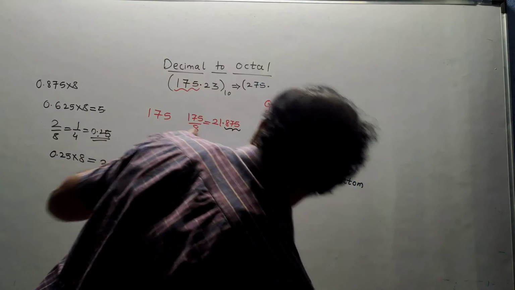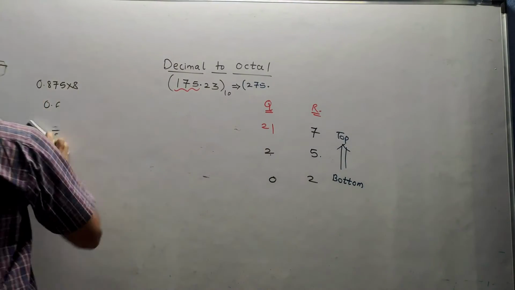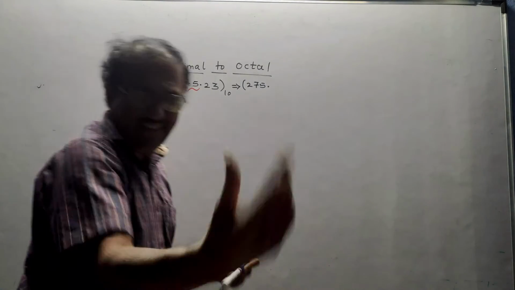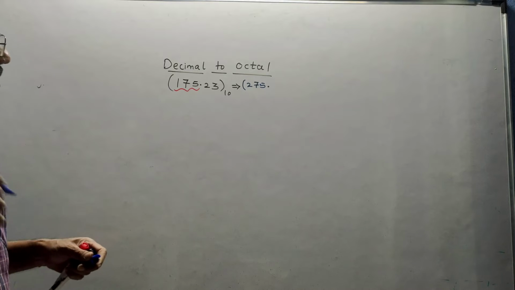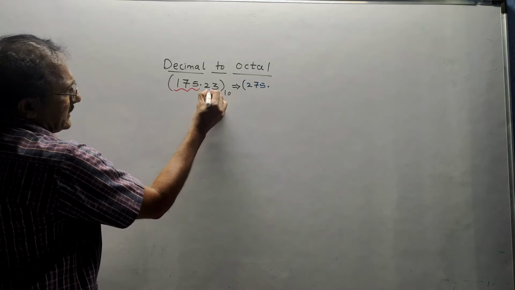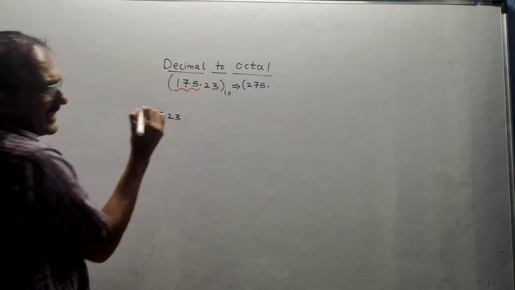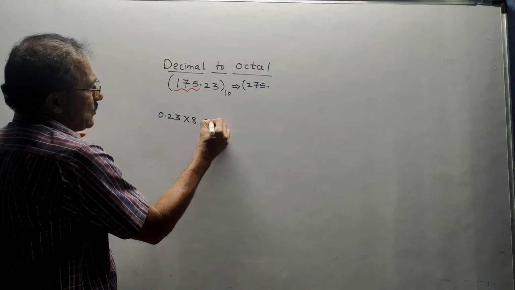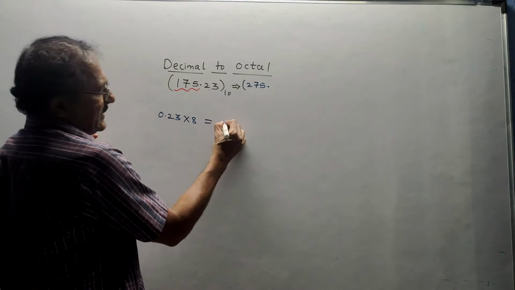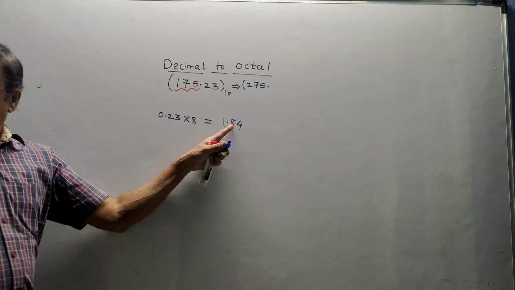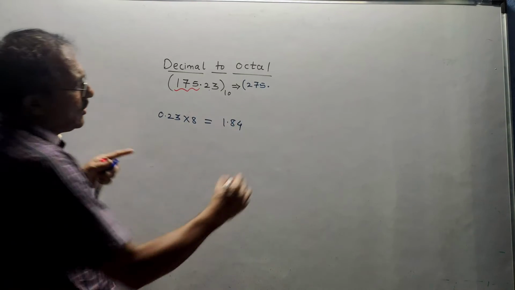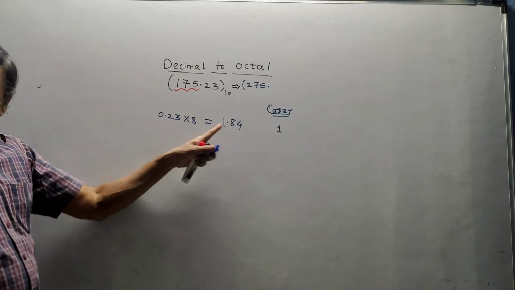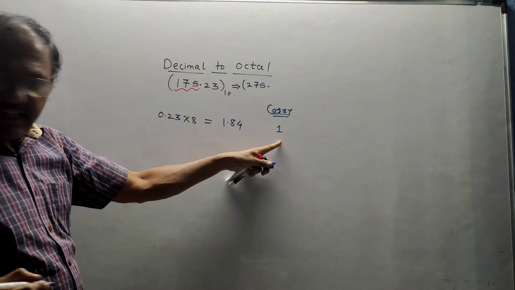Now I have to convert this remaining part, that is the decimal part, into the octal number. Again the procedure is the same as that of conversion of binary. Now this number is 0.23. What we did in case of binary, every time we multiplied it by 2. In this case, multiply it by 8. So after performing multiplication, the answer is 1.84. You are getting number 1 before the decimal point. So I will write carry equals 1. Whatever number you are getting before the decimal point, write it directly as a carry.